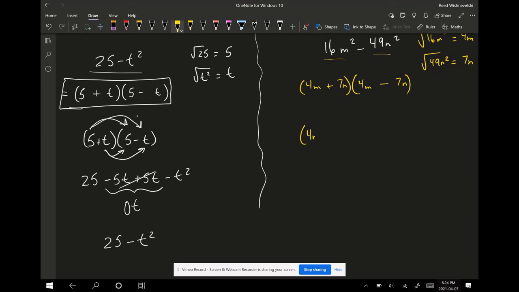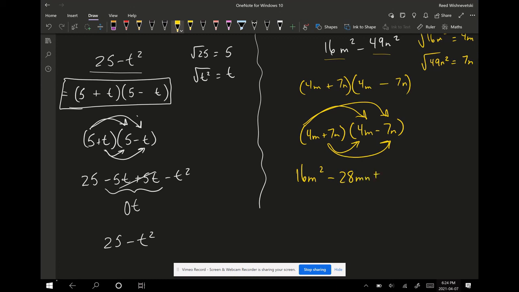So we'll rewrite it again. 4m plus 7n times 4m minus 7n. Okay, so you're going to do first, and again your outer, inner, and your last. So you're going to get 16m squared minus 28mn plus 28mn. And then we're going to subtract our 49n squared.